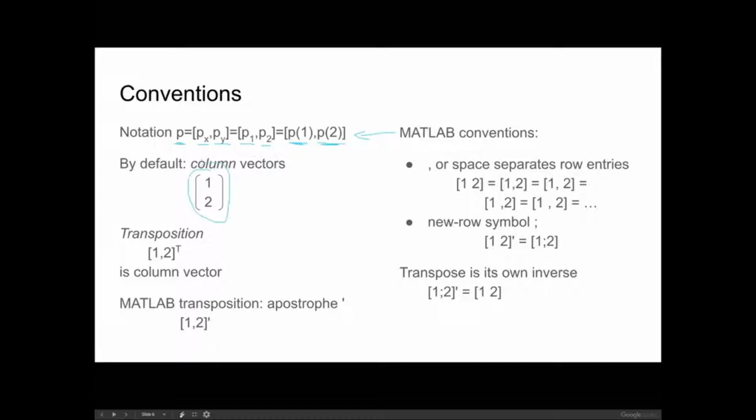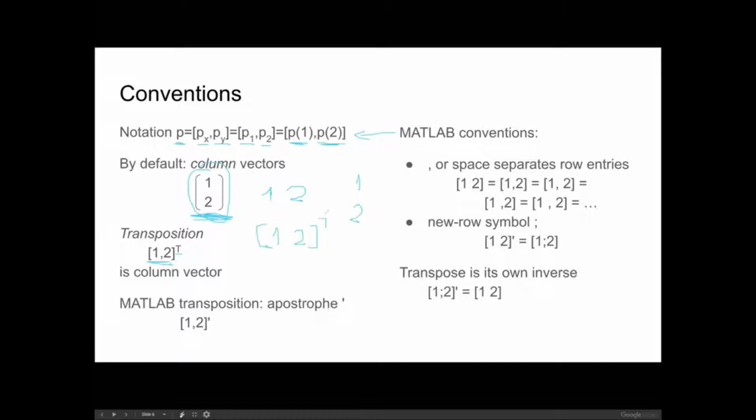So by default, the vectors will be column vectors. The vectors can be row vectors like 1, 2, or they can be column vectors like 1, 2. And by default, a vector is a column vector like this. To go between the column vectors and row vectors, we use the transposition. If you have a row vector and apply the transposition operator to it, it becomes a column vector. So you have a vector like this, 1, 2.